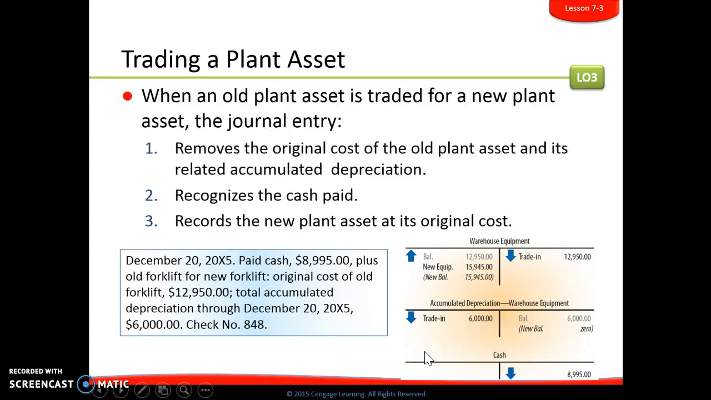Here is what we're going to do. We're going to have our warehouse equipment. We have our trade-in value of that, $12,950. And then we have accumulated depreciation. It shows that we had $6,000. And then we also paid cash for that, so $8,950.